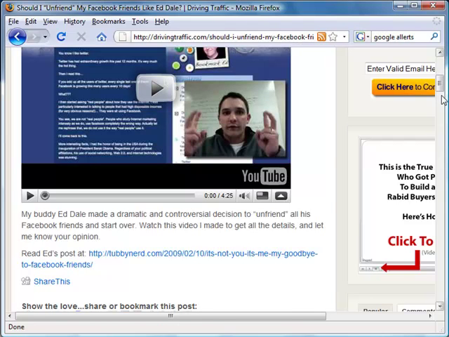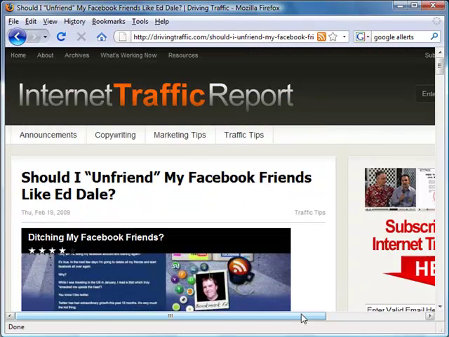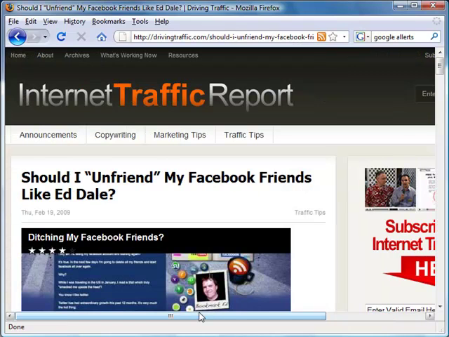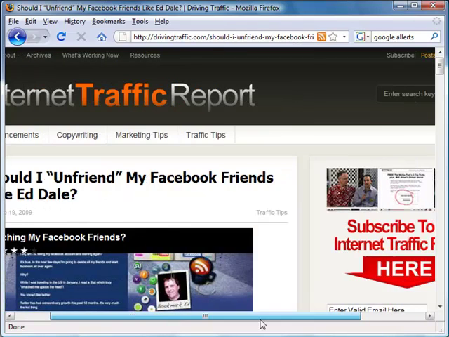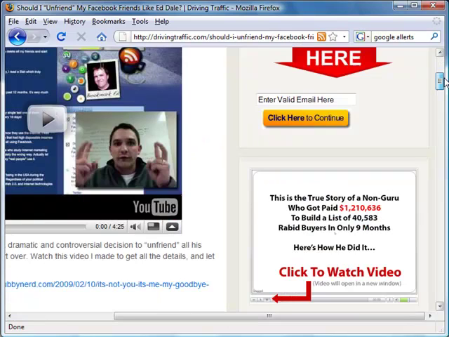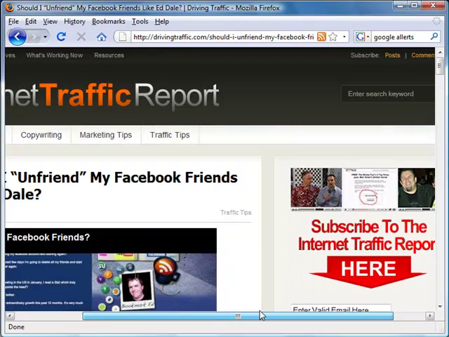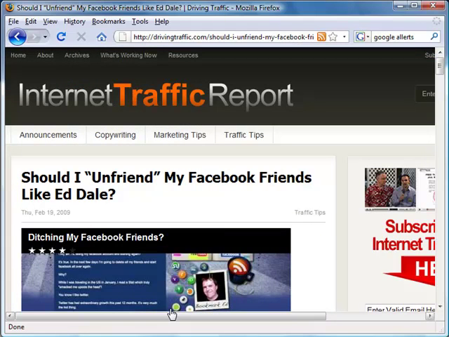But if you notice, what's on this page is an opt-in form in the upper right-hand corner. And again, this is all shrunk down, so normally it's all above the fold. There's an opt-in form here, and then there's another little banner ad over here that takes people to a different opt-in form. But the idea is, I am piggybacking off of Ed's really cool content.